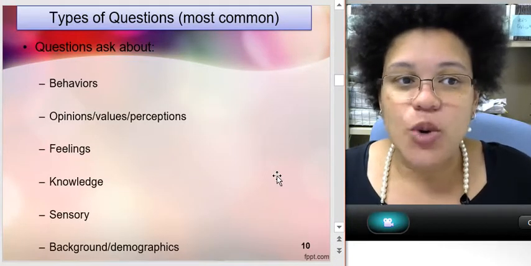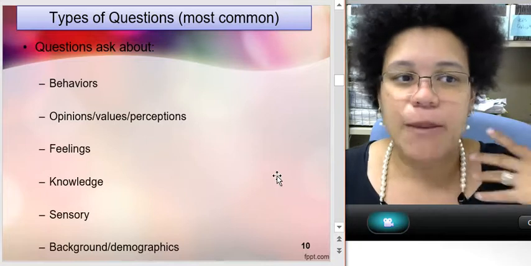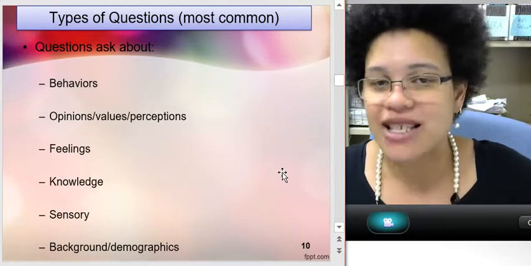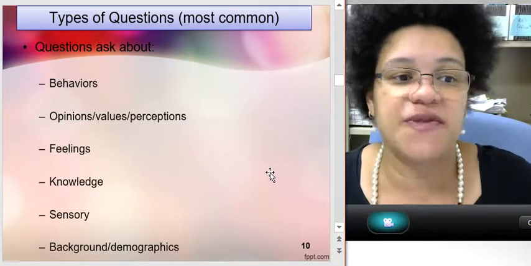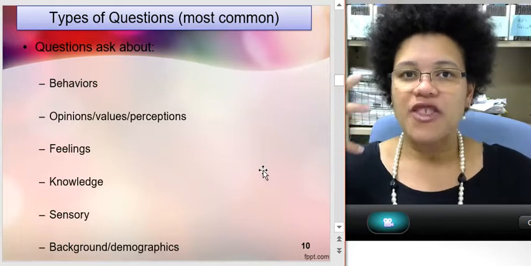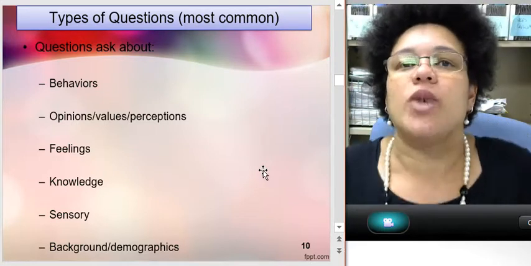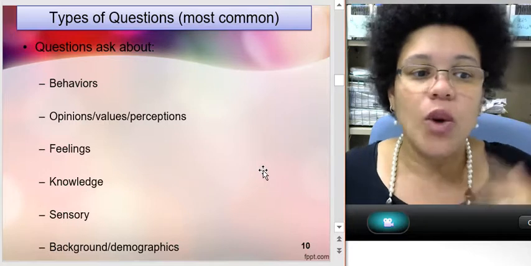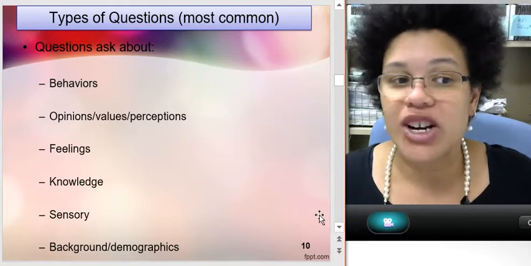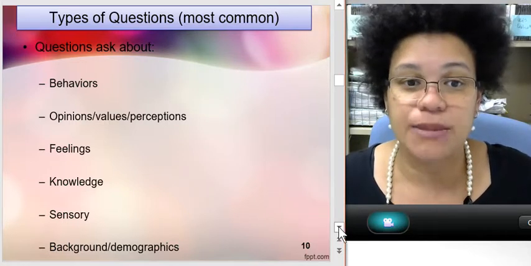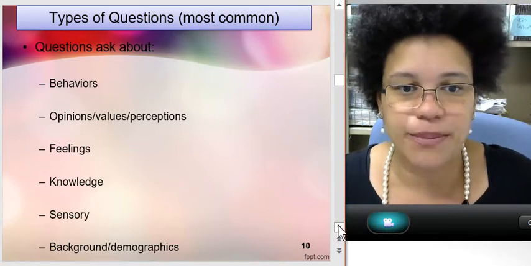So there are some questions that are common. We ask about behaviors. This is slide 10. We ask about opinions, values, perceptions, feelings, their knowledge, what they sensed: what did you see, what did you feel, what did you hear, what did you smell? And we might start out with some background or some demographics if those are easy questions for the participant to answer.